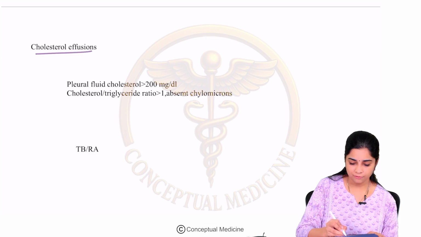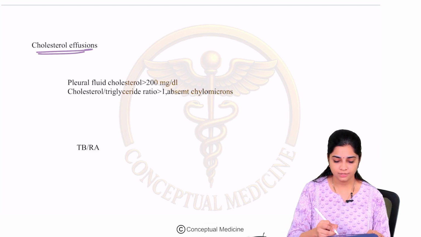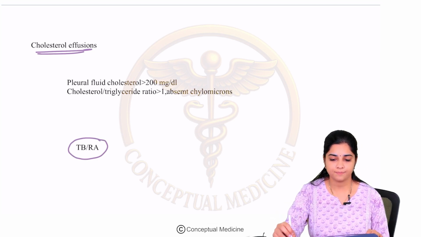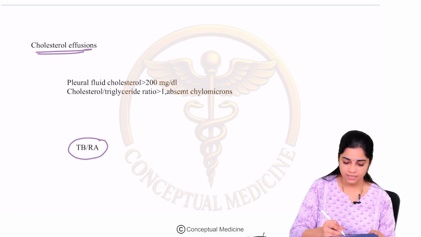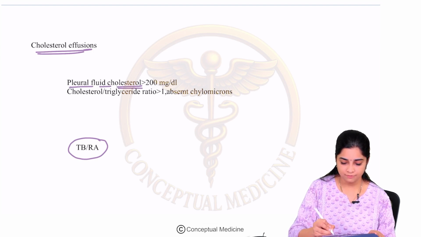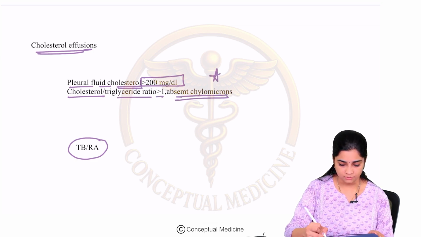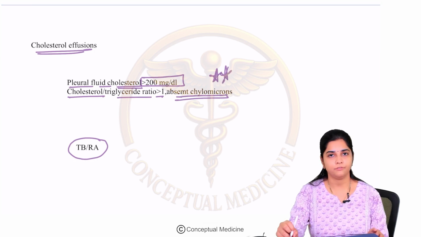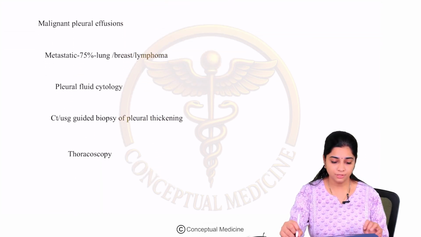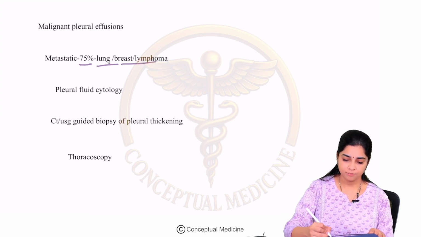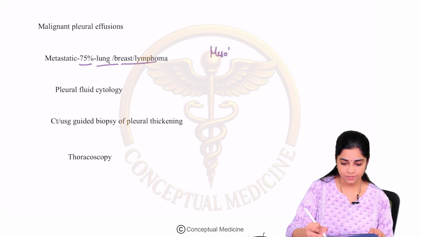Then cholesterol effusions. What are cholesterol effusions? They are more commonly found in TB as well as rheumatoid arthritis. It is characterized by pleural fluid cholesterol levels more than 200 mg per deciliter, cholesterol by triglyceride ratio more than 1 and absent chylomicrons. So that is your cholesterol effusions. Then malignant pleural effusions, right? So 75% is due to lung, breast or lymphoma, and primary pleural malignancies include mesotheliomas.